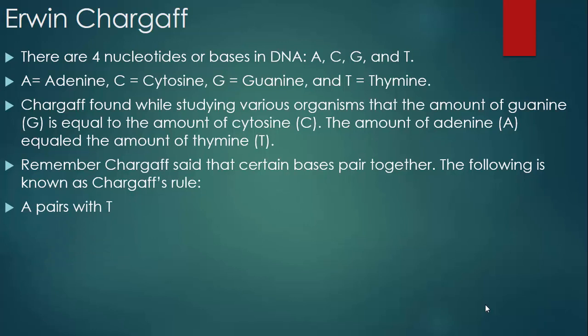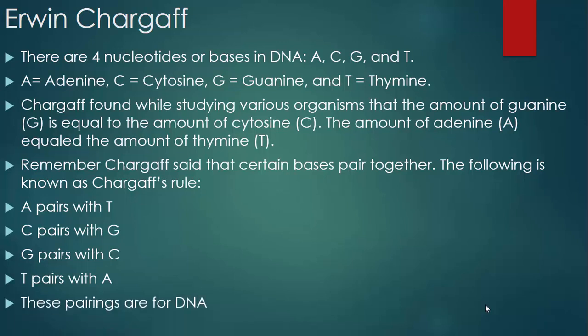We know that A pairs with T. We know that C pairs with G. And if C pairs with G, G must pair with C, and we're on the last letter, T. If A pairs with T, then we know T pairs with A. This is how we know the amount of adenine is equal to the amount of thymine, and the amount of cytosine is equal to the amount of guanine. And these are the pairings for DNA. A will always pair with T, C will always pair with G.